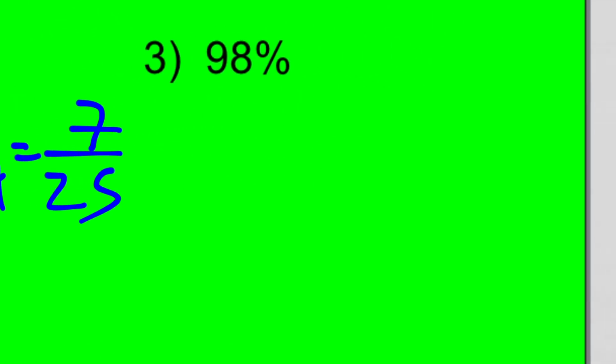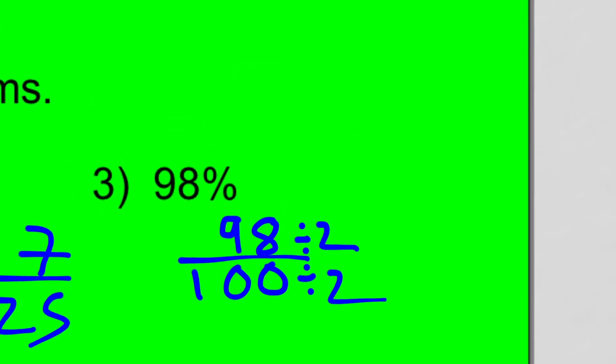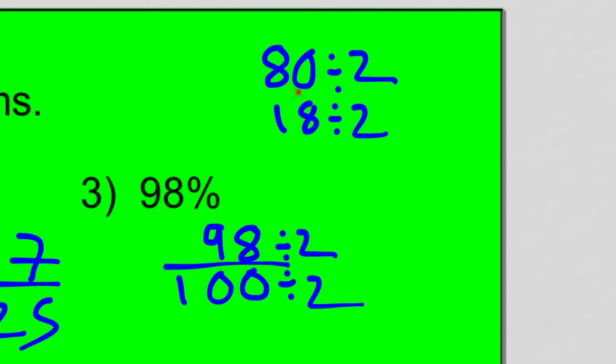All right, the third one, 98%. Well, percent means out of 100, so 98 out of 100. Okay, they're both even numbers, so you can divide them by 2. The kids might have trouble with 98 divided by 2, so I would break it up into two numbers that are easier. Like, why not do 80 divided by 2 and 18 divided by 2? Because 80 and 18 add up to 98. And these are easier to divide.